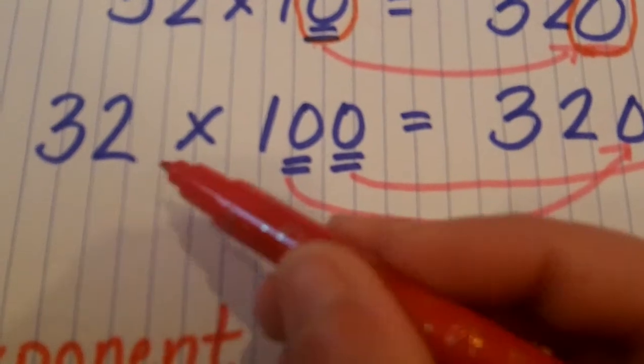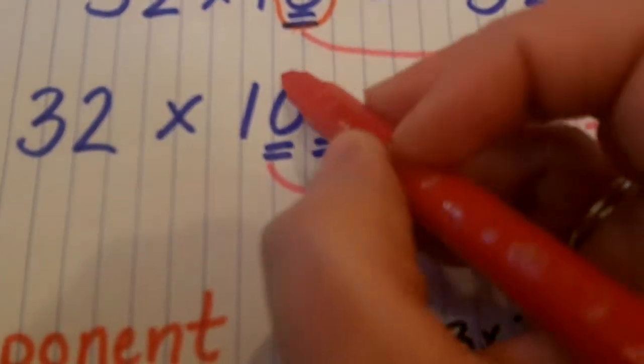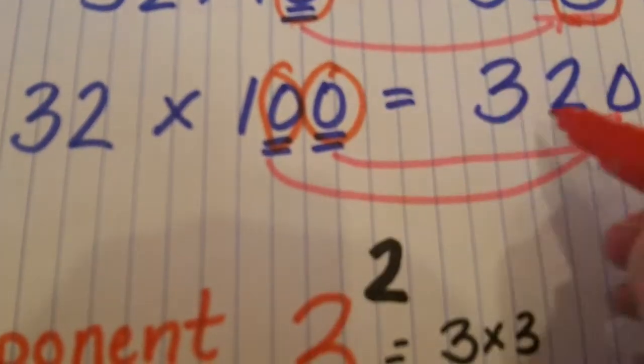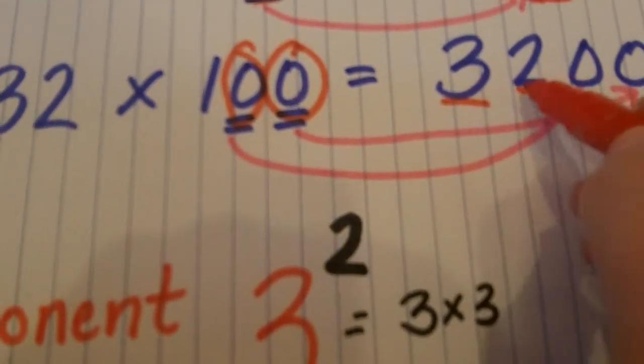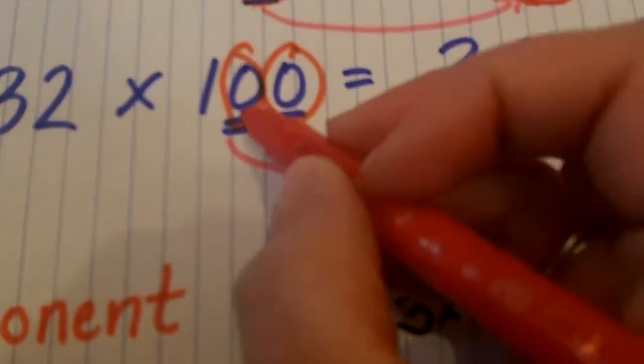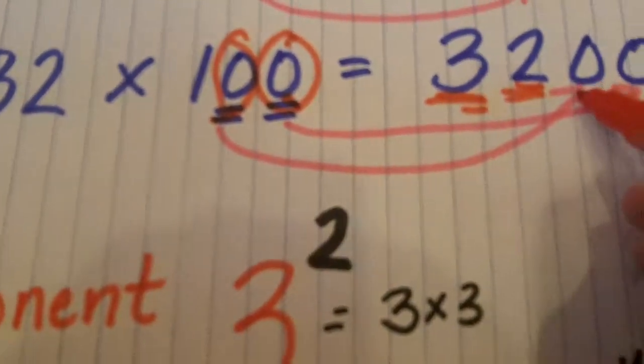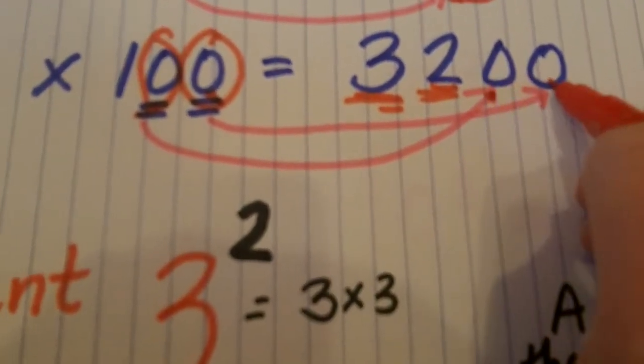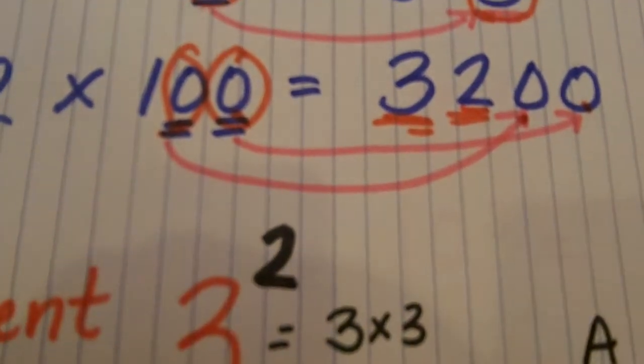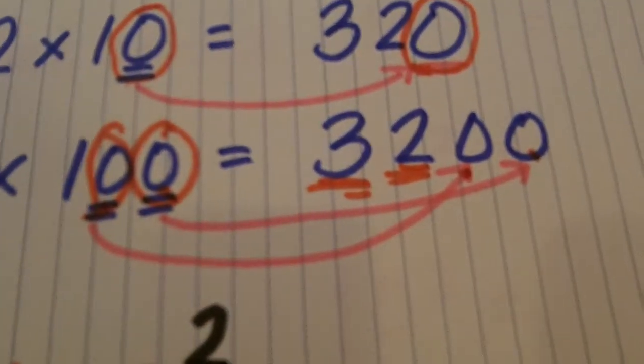Let's say we have 32 times 100, so we have 2 zeros here. We still have 32 as our base, and because we're working in a base of 100, we have 2 zeros. So we're going to add 2 zeros to the end for an answer of 3,200.